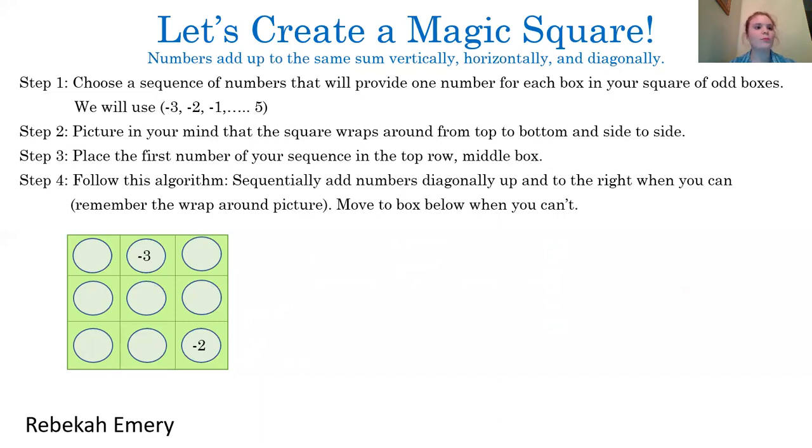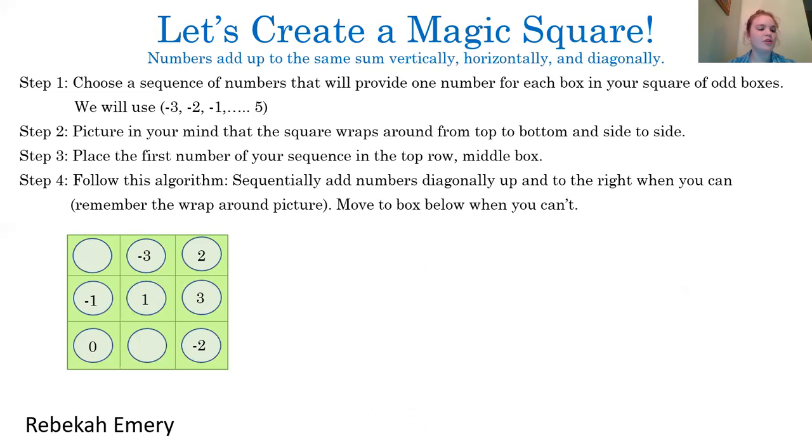Next, we move up and to the right for -1. But that square is on the other side because of the wraparound from side to side. Next, we add 0 up and to the right. Uh-oh, can't go there, so we put 0 below -1. Then we move up and to the right for 1, and then 2. Since we cannot move up and to the right for number 3, we put 3 directly below number 2.